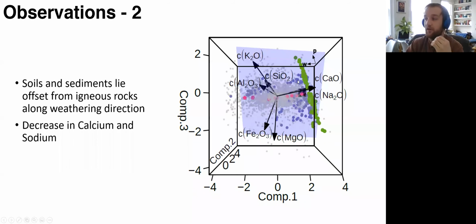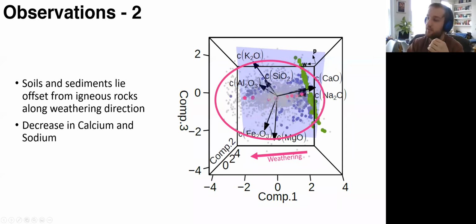Secondly, soils, and so the soils are the blue samples, I forgot to mention, I apologize. The sediments and the soils lie offset from the igneous rock trend. So here we've got these igneous rocks, and then all of the other samples lie to the left in this view of this trend. And that's parallel to the direction of weathering.